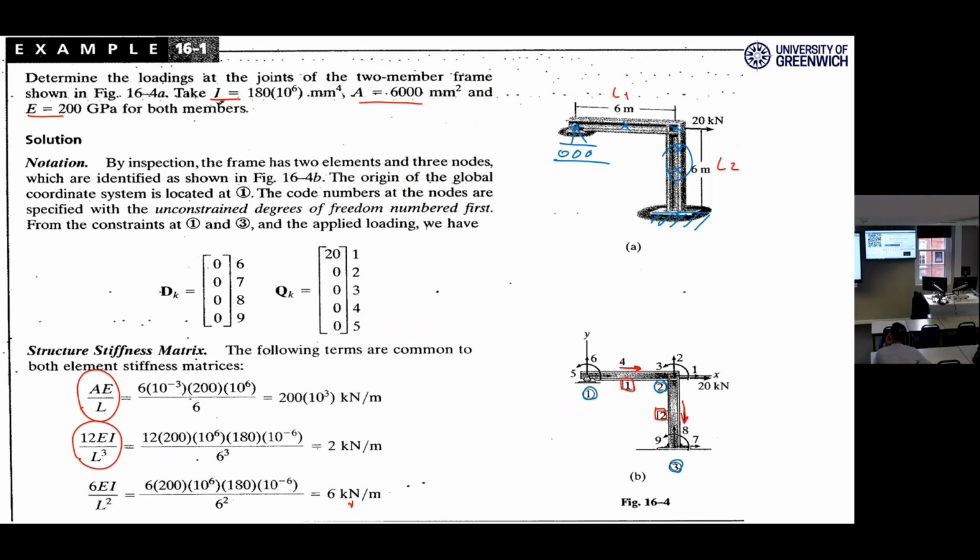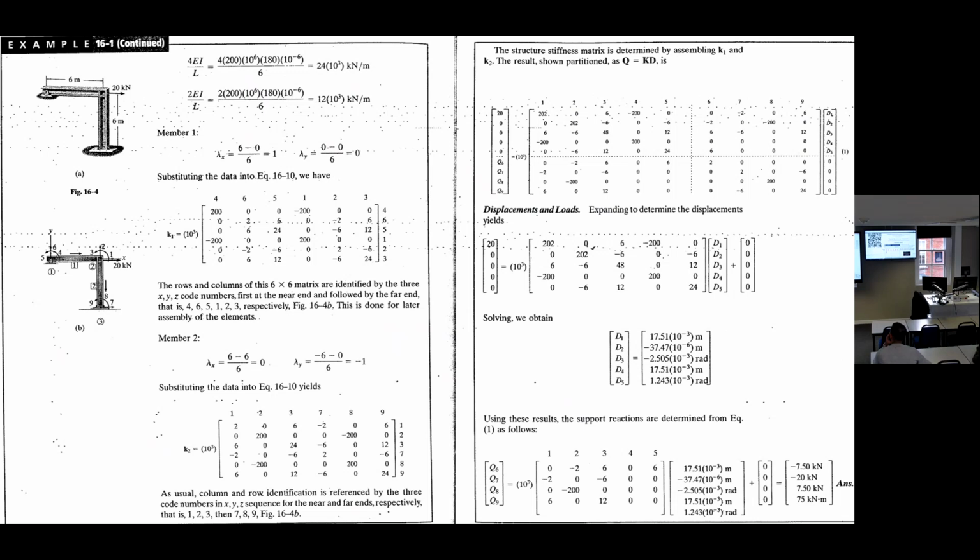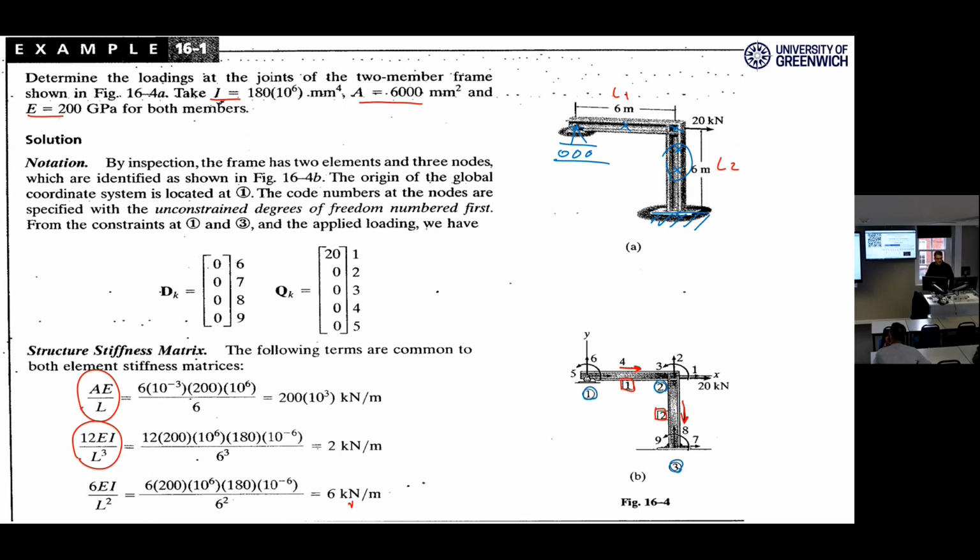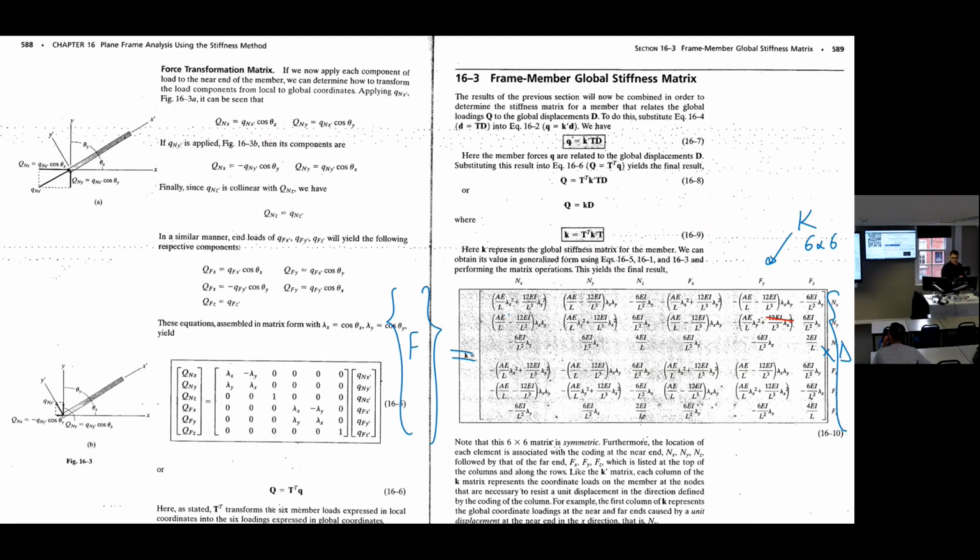For both elements, these are the same: AE over L, 12 EI over L cubed, and 6 EI over L squared. If it's not the same, we will calculate them individually for each element. Okay? Because I need these terms to put in that 6 by 6 matrix for each element, right? So I'm going to do that for each element, for element number 1 or element number 2, just to use those values to fill up this 6 by 6 matrix. For each element, we are working with 6 by 6.